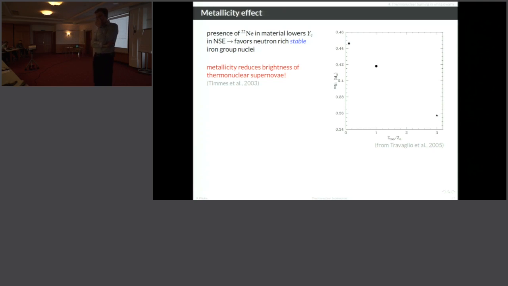I didn't follow things all in detail, but the initial paper by Timmis used still the pre-existing models with the energy generation, which did not have included the metallicity effect. So my question is, how does this work out if you do it really self-consistent?